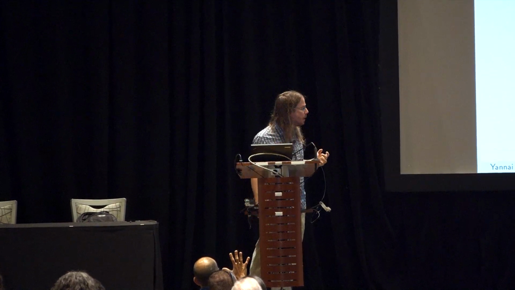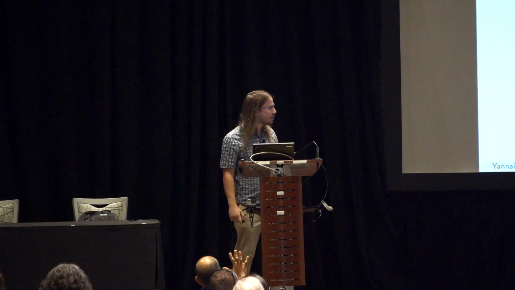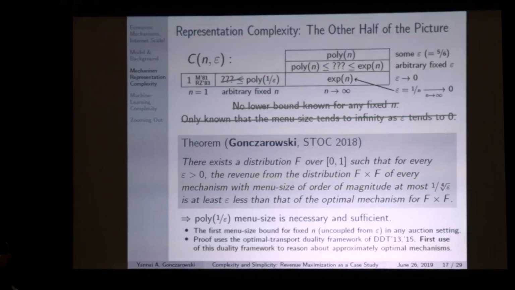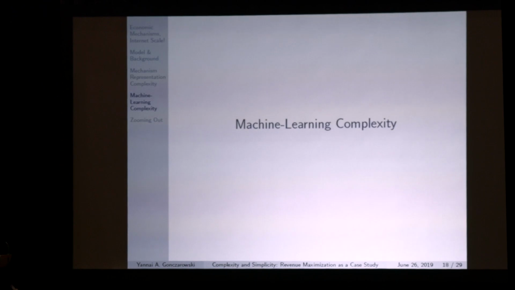And this duality framework was meant to certify optimal mechanisms, and this result is the first that manages to make use of this duality framework to reason about approximately optimal mechanisms, and it's also the only duality proof I know of that manages to use duality to give a lower bound on the complexity of mechanisms. So let's talk about machine learning complexity.